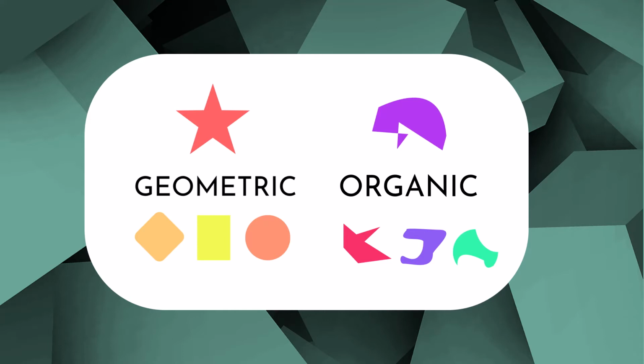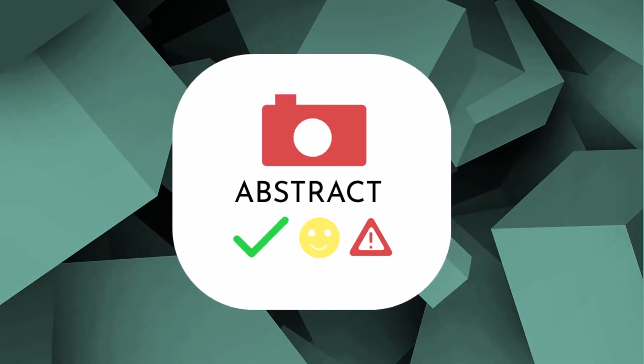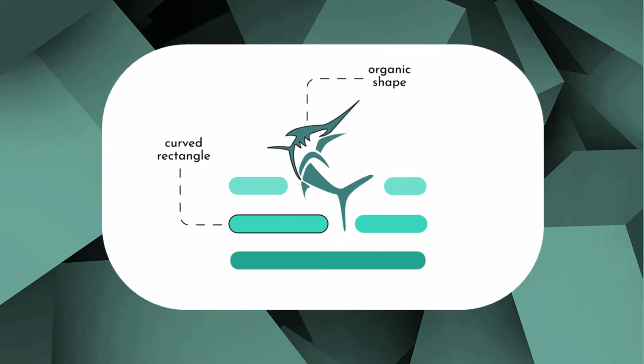There's a third category which is abstract shapes. These are easily recognised and are used to convey a message with a meaning. This can be a road sign, danger sign or icons. Our logo is made up of geometric and organic shapes. The waves are rectangles with curved corners. The marlin fish is made up of organic shapes.